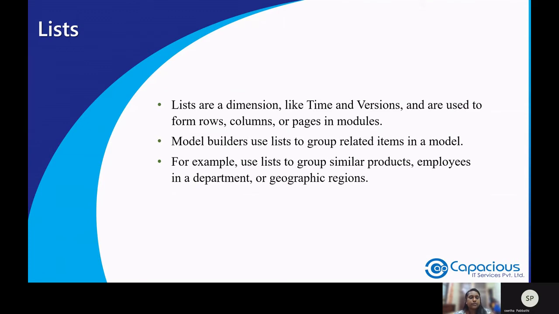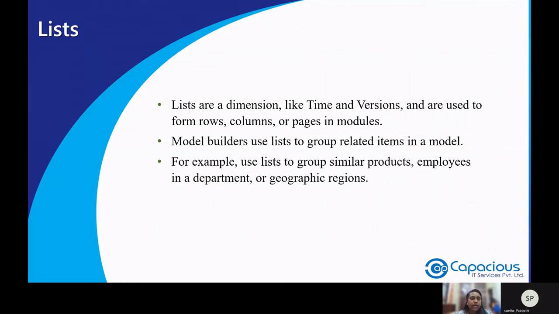Next is lists. A list is nothing but a dimension that can contain time, version, or list. After creating some lists, we can add those dimensions and use them as a row, a column, or pages. We can alter them in any of these three forms to represent them in the modules.